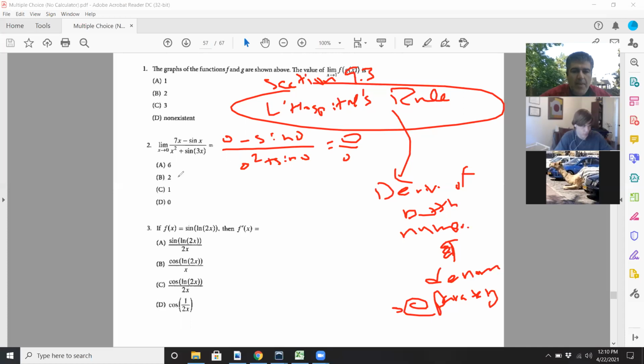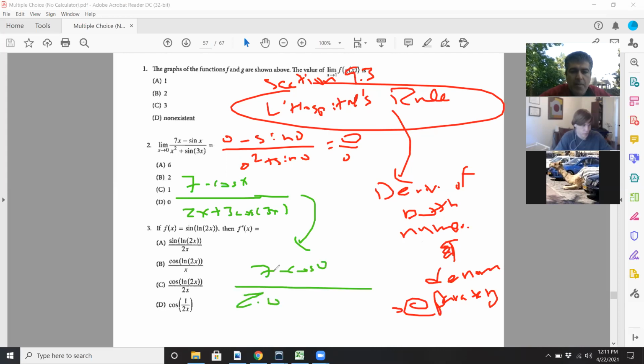So let's do it. If I take my derivative, I get 7 minus cos x over 2x, and there's a chain rule here, 3 cos 3x. Okay, now I'm going to plug in 0. That's 7 minus cos 0 over 2 times 0. Sorry, it's a little messy there. Let me make that a little neater.